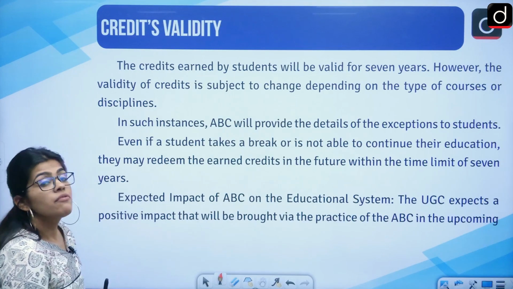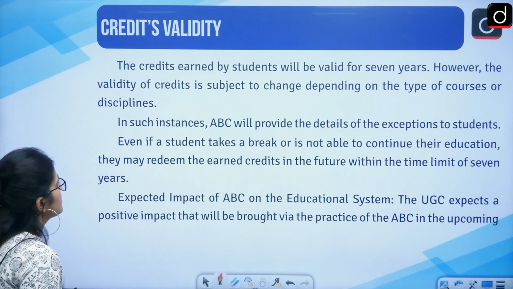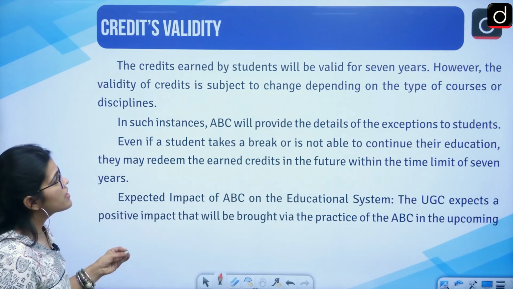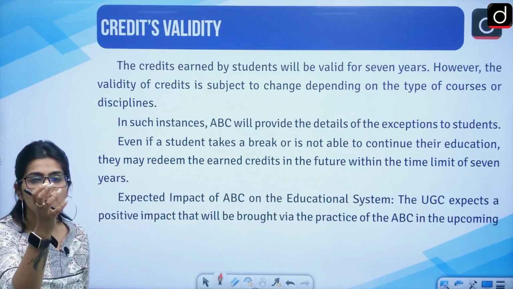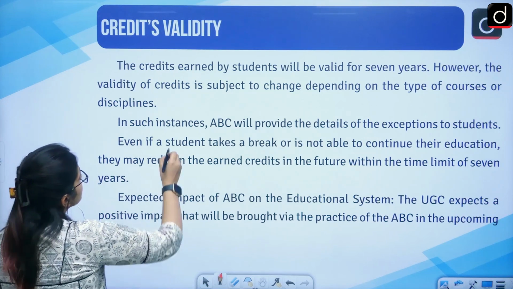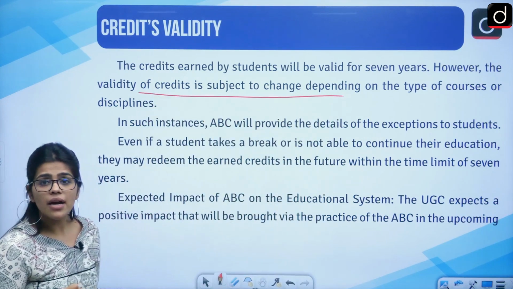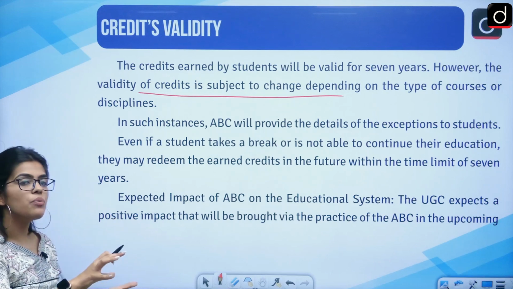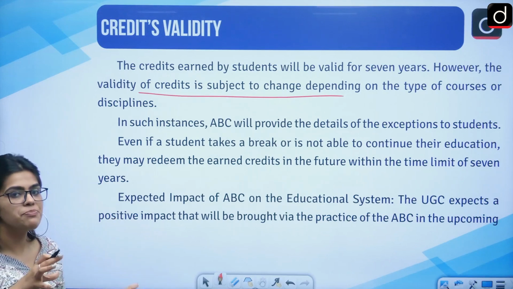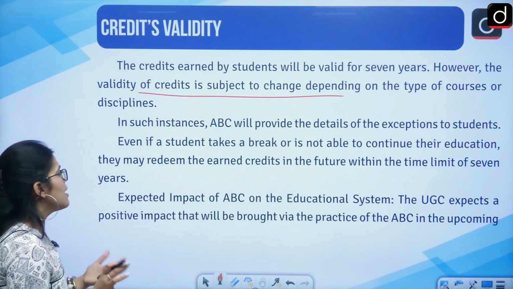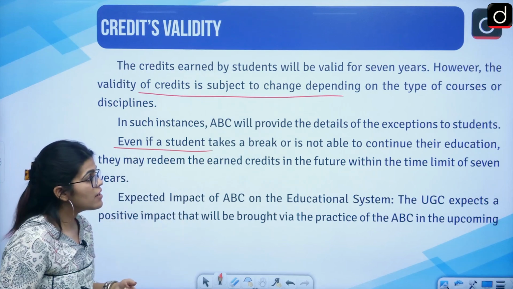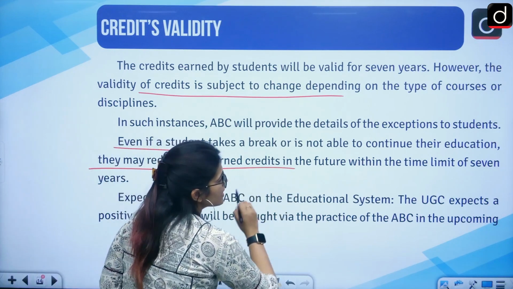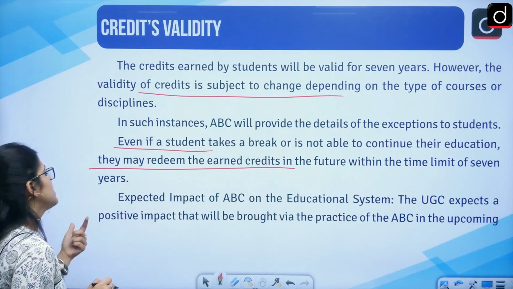Then validity. Let us discuss something about the credits' validity. The credits earned by the students will be valid for 7 years, as I told you. However, the validity of the credit is subject to, of course, the subjects they are choosing. So the credit is subject to change depending upon the course they are studying and the discipline they are enrolled in. In such instances, ABC will provide detailed information about the different expectations, and it is already told to the students in advance. If a student takes a break or is not able to continue the education, they can redeem the earned credits in the future within the time limit of 7 years.